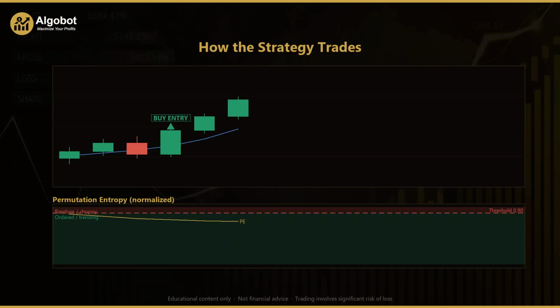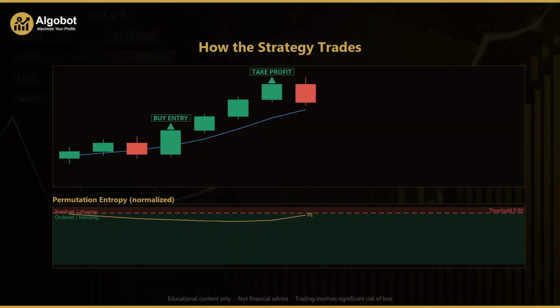Now watch the third candle from the left. On the bar before it, price had pulled back and its close slipped down to touch the rising baseline. Then this candle closes firmly back above the blue line. That's the pullback reclaim the strategy is waiting for. An ordered regime, an uptrending baseline, a dip into the line, and a reclaim above it. That combination fires the buy entry marker you see here.